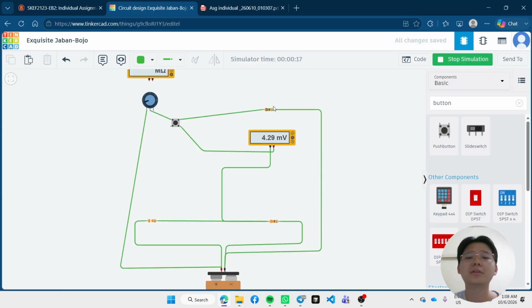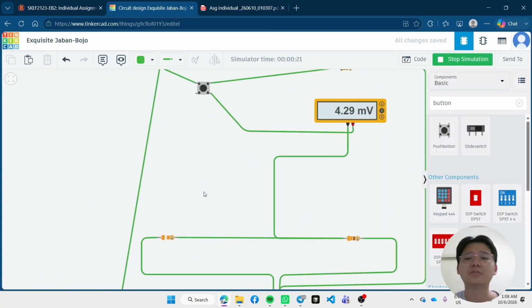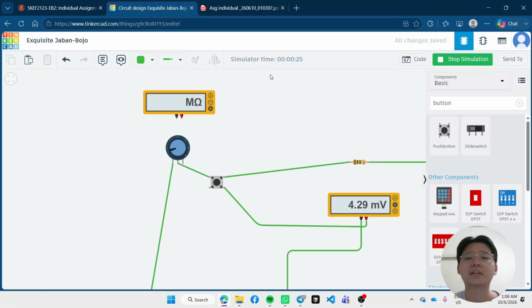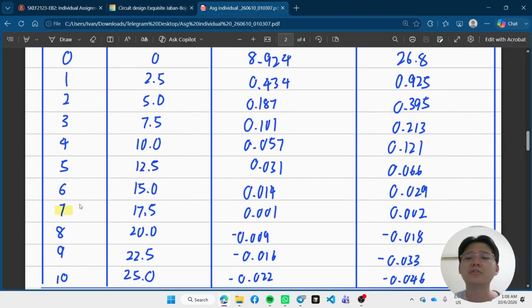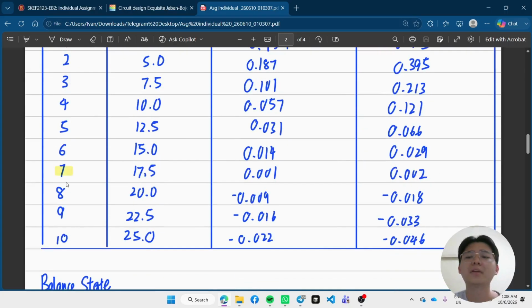It's a potentiometer, and this one is the resistance, the 9V battery. This one is a switch, easier for me when I want to change the scale. So you can see this is our simulation voltage. You can see for scale 7, it nearly comes to 0. So we can know that in this one, it meets the balance state.